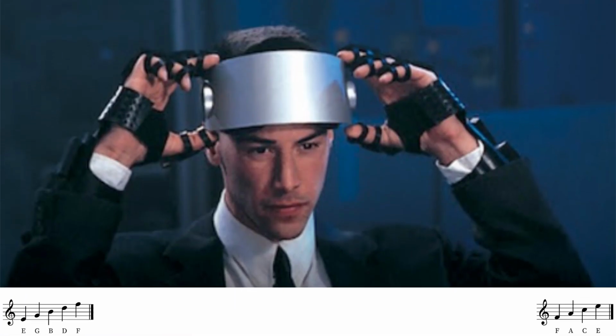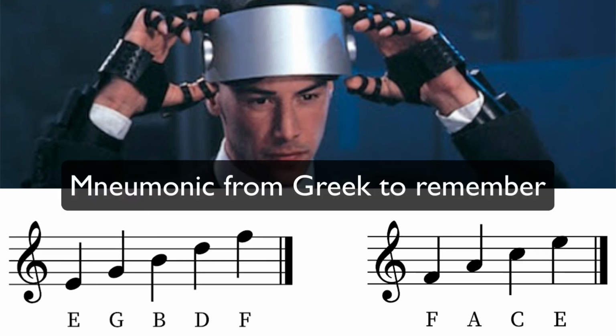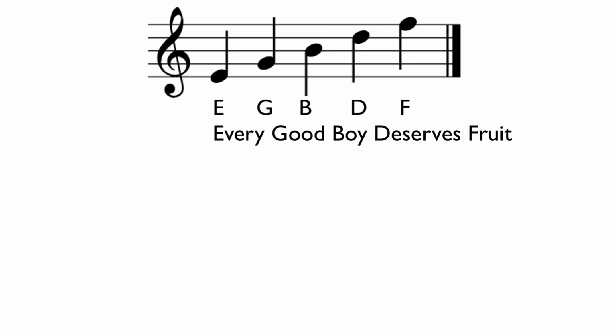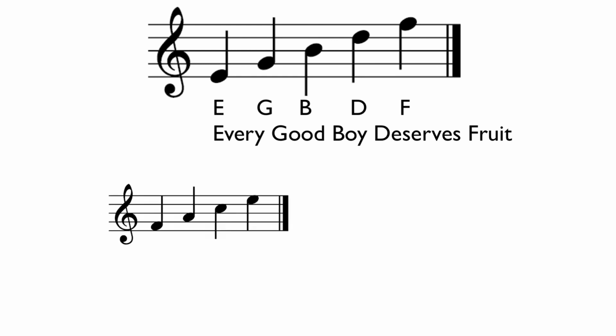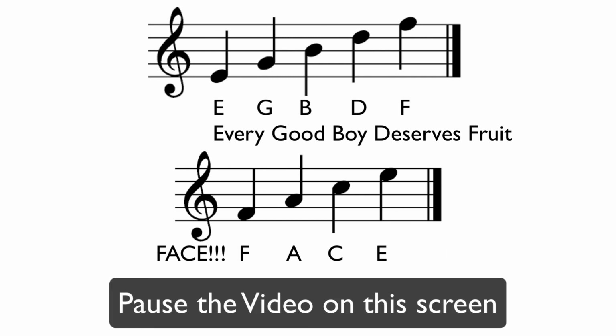For as long as anyone can remember, music teachers have passed on this mnemonic, or similar, to help students remember the names of the notes on the treble staff. For the lines, we say, "Every good boy deserves fruit," E, G, B, D, F. For the spaces, it's "face," F, A, C, E. And that is the notes in the treble clef.